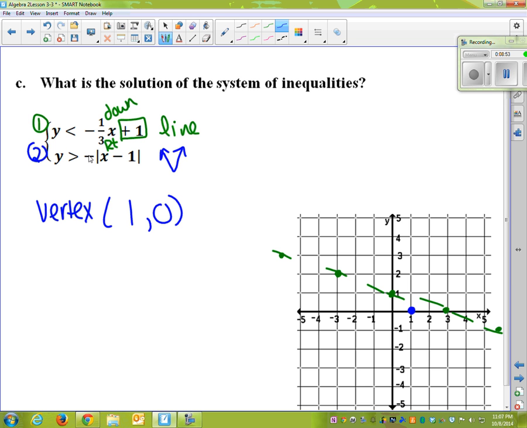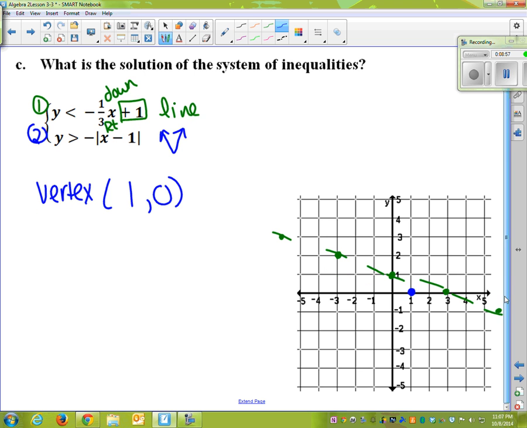This negative sign indicates my slope. So instead of pointing up, it's going to point down. I go down 1 and to the left, down 1 and to the right. It's greater than, so it's going to be dashed.